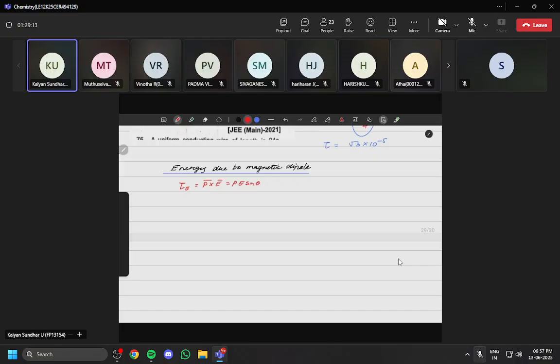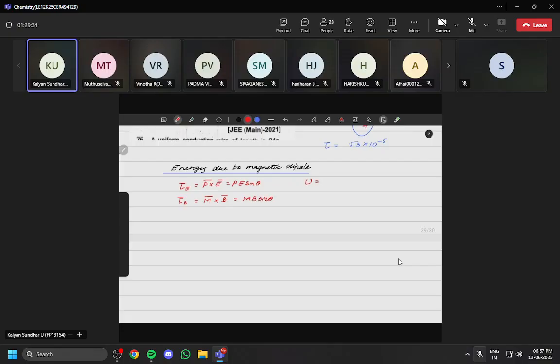The same thing you are just mentioning for your magnetic field also. Tau due to magnetic field will be equal to, instead of P, we are mentioning the M vector, M bar, and instead of electric field here it is magnetic field, B bar, which will be equal to MB sin theta.